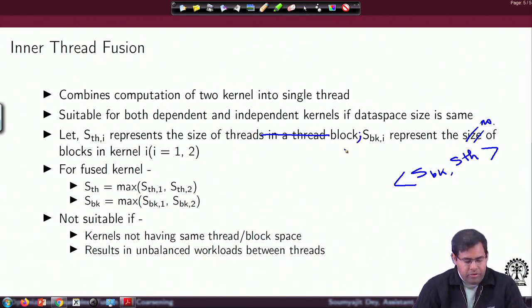So, in that way, when I am doing an inner thread fusion, I set these parameters by taking a max in each case. The issue is that this is not a good optimization in case the kernels do not have the same threads per block, I mean the arrangement of threads and threads per block space is very different. If the kernels do not have the same threads per block in the data space, then it's not a suitable optimization.